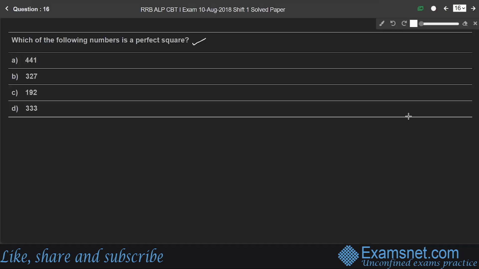Question number 16. Which of the following numbers is a perfect square? So 441, 327, 192 and 333. So we all know that 441 is square of 21, right? So 21 square is 441. So if you want, you can go for division method to find square root of a number, right? So we'll check 441. So when you consider division method, since 441 is an odd number, it is not divisible by 2. Go for 3. Since sum of the numbers 4, 4 and 1.